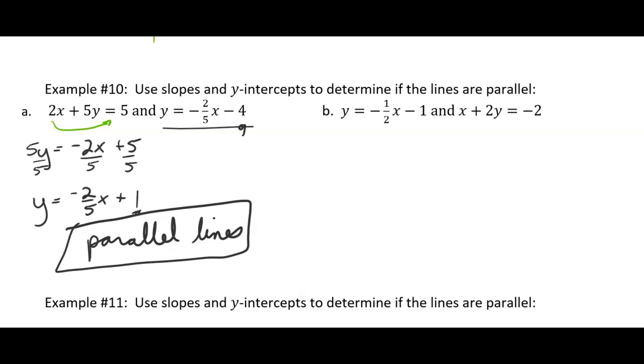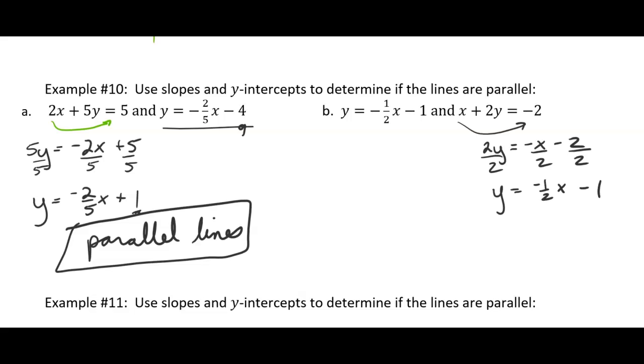Okay, so now we'll go to the next one, B. The first one is in slope-intercept form, so we know the slope is negative 1/2, and the y-intercept is negative 1. But the second one is not in slope-intercept form. So we're going to take the x to the other side. When we do that, it becomes negative. We're subtracting x from both sides. And then we're going to divide both sides by 2. And we get y equals negative 1/2 x minus 1.